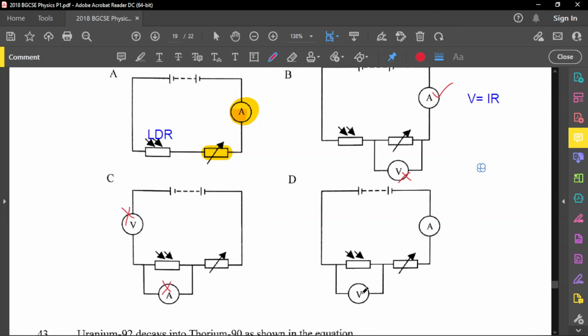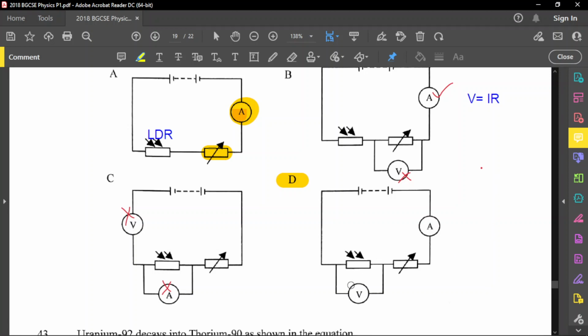Now for option D, if you look at it carefully, across the LDR, the voltmeter is connected in parallel, which means you're finding the voltage across the LDR. And the ammeter is connected in series in the circuit. And in a series circuit, the current is the same throughout, right? So therefore, D is the way that you can find the resistance of the LDR. Because now you know the current, which is I, now you know the voltage, which is V, and so you can make R be the subject of the formula by dividing voltage over the current.